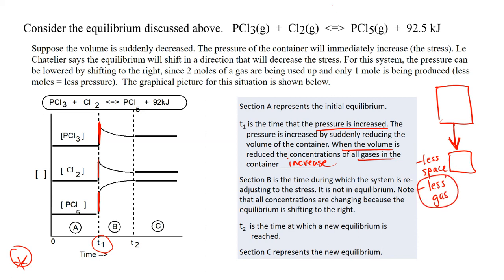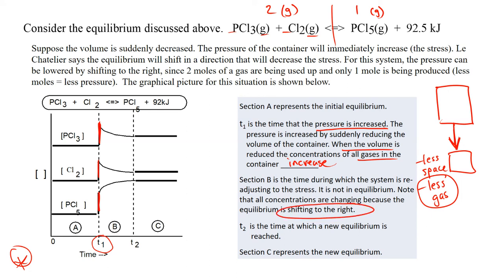So all we have to do is look at our reaction, the left side and the right-hand side. We've got 1 mole of gas, another mole of gas. I've got 2 moles of gas on the left-hand side. On the right-hand side, I've got 1 mole of gas. So which side has less? Well, it's obviously the product side. So we're shifting to the right.